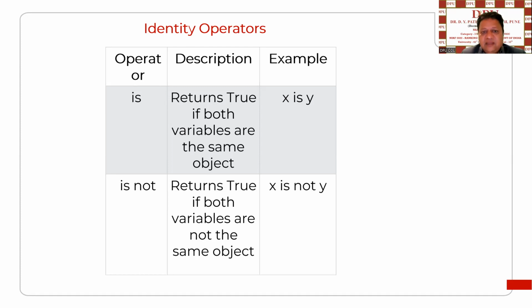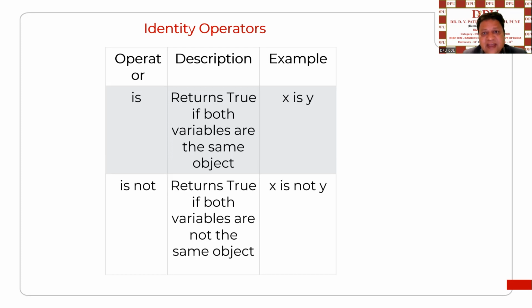So now consider x is not y. What will I get here? I will get false because x and y are the same. Listen very carefully. Here I have considered x and y pointing to the same memory location. That means x and y are the same. y is the nickname, we can say y is the alias name for x. Both are pointing to the same memory location. So in that case, if I use is, I will get true, and if I use is not, I will get false. Why? Because x and y are the same. They are not different.